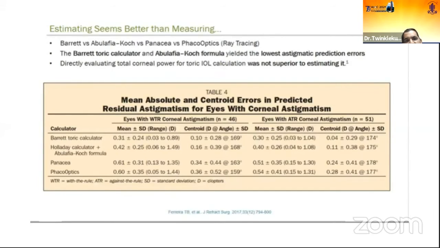For that, Ferreira again came with a very good study. He compared 4 important toric calculators: the Barrett toric calculator, the Abulafia-Koch toric calculator, Panacea, and Phaco Optics, which is ray-tracing based. He came to the conclusion that the Barrett toric calculator and Abulafia-Koch had the lowest prediction error. He also found out that direct evaluation of total corneal power was not superior to estimating it. So estimation and measurement both gave nearly the same results.